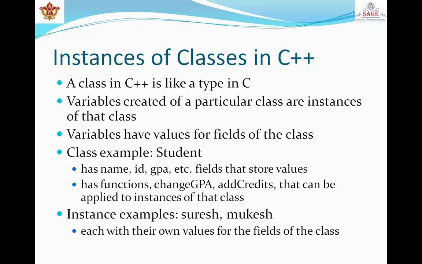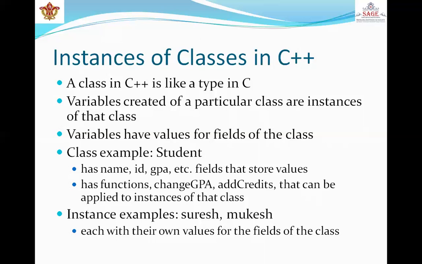Object-oriented programming is a computer programming model that organizes software design around data or objects rather than functions and logic. In C++, an object is an instance of a class. When a class is defined, no memory is allocated, but when it is created, memory is allocated.